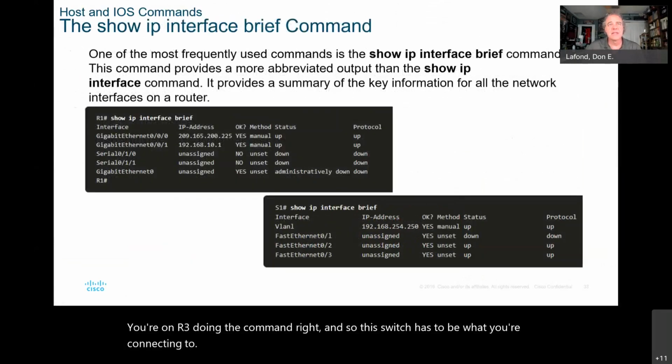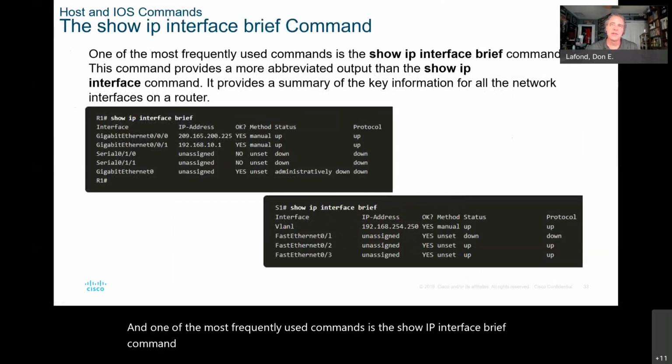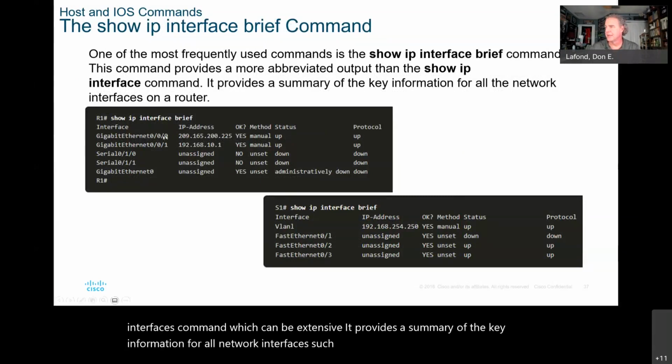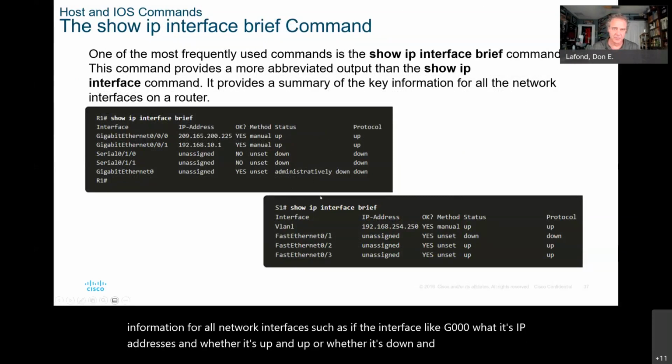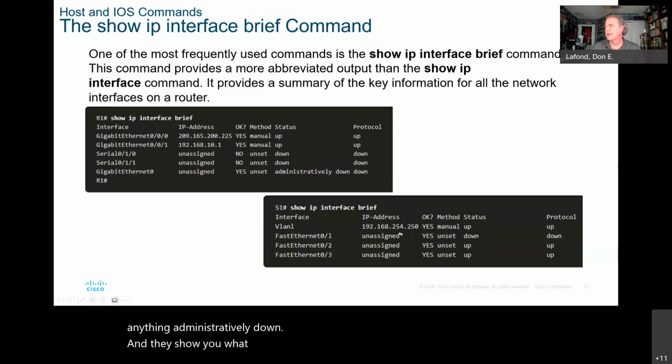And one of the most frequently used commands is the show IP interface brief command. This command provides a more abbreviated output than the show IP interfaces command, which can be extensive. It provides a summary of the key information for all network interfaces, such as the interface, like G0/0/0, what its IP address is, and whether it's up and up, or whether it's down and down, or if there's anything administratively down. And they show you what it looks like on a switch. It's similar. You're adding in the VLAN here as well, obviously.